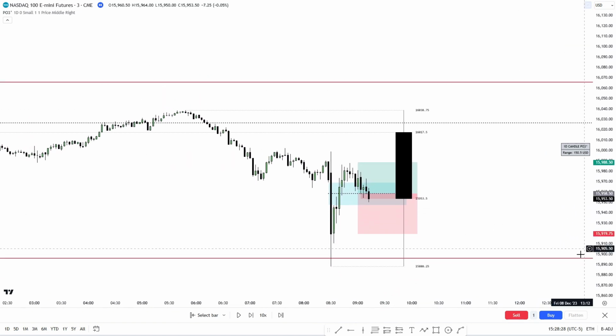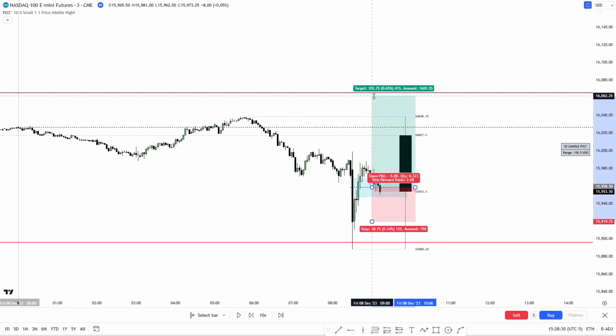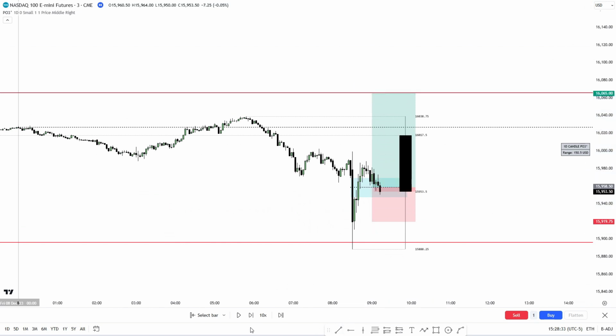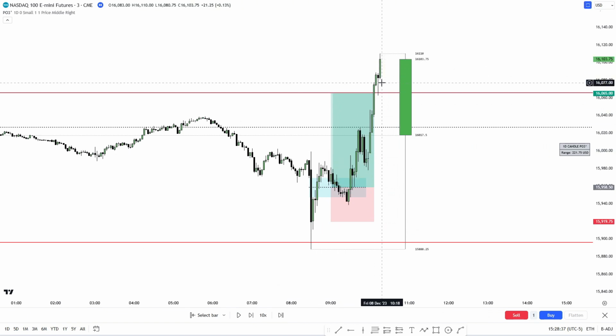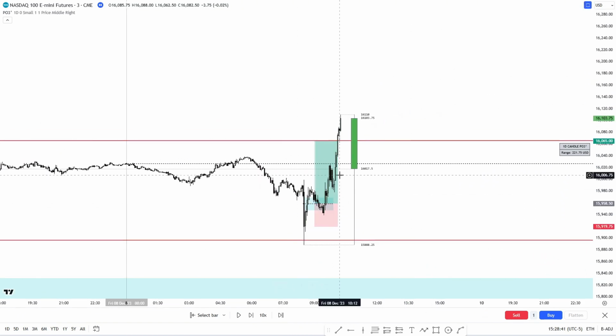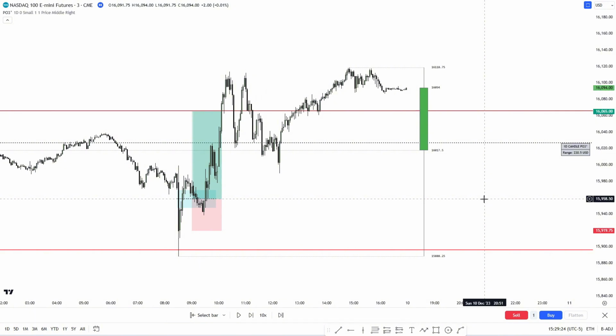Okay, so looking to target this buy side liquidity. Let's play price out. Okay, we hit take profit there. Let's continue to let price play out, see how the daily candlestick forms. Okay guys, so this is how the daily candlestick looks at the end of the day.